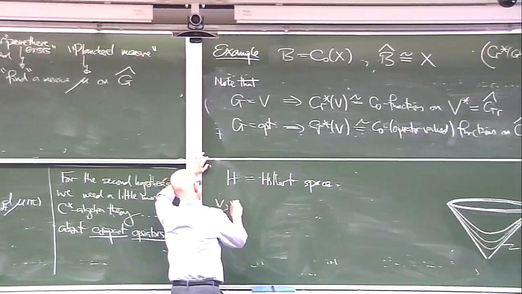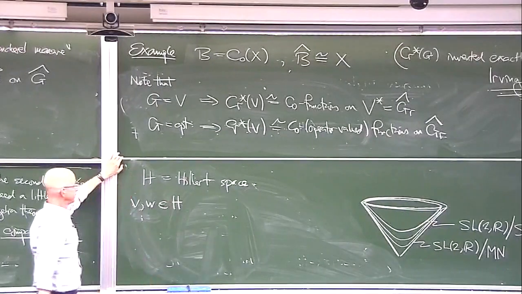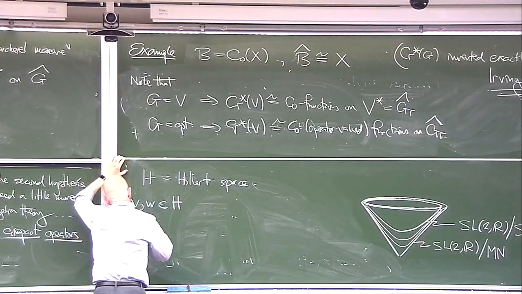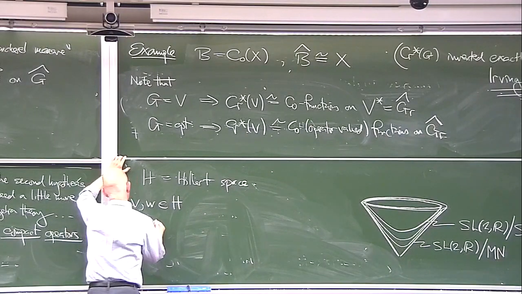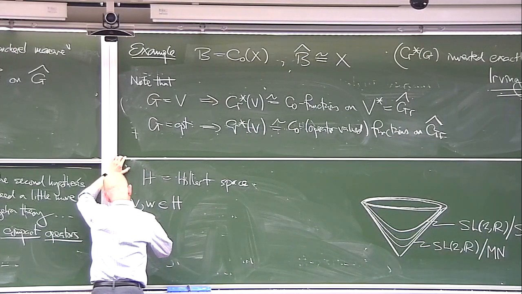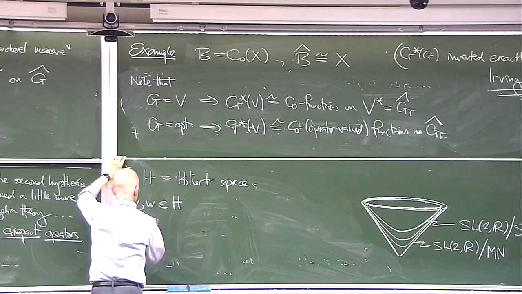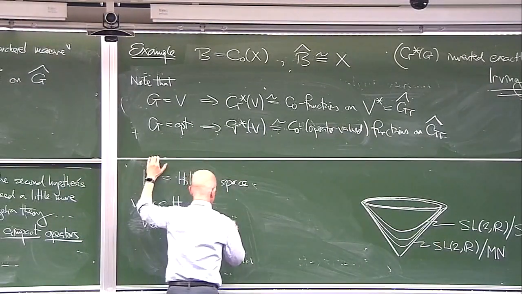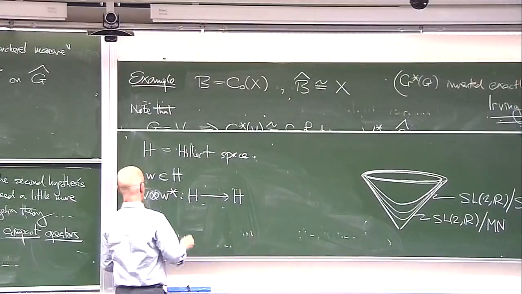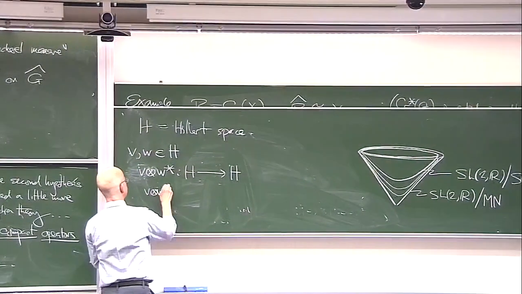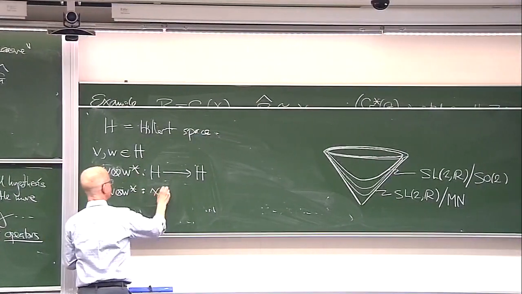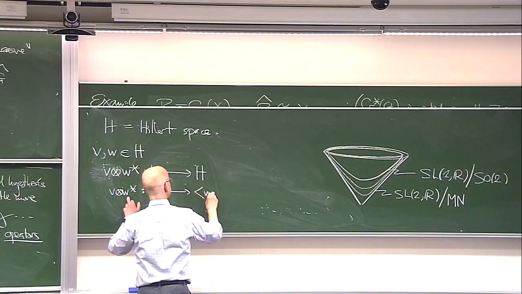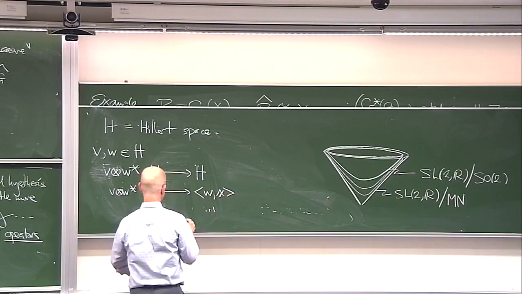If I have a couple of vectors in the Hilbert space, then I can build an operator. I want to build an operator out of these two vectors, so it will be an operator from H to itself, and here's how I'll build it. If I have a vector X, I'll take the inner product of W with X.